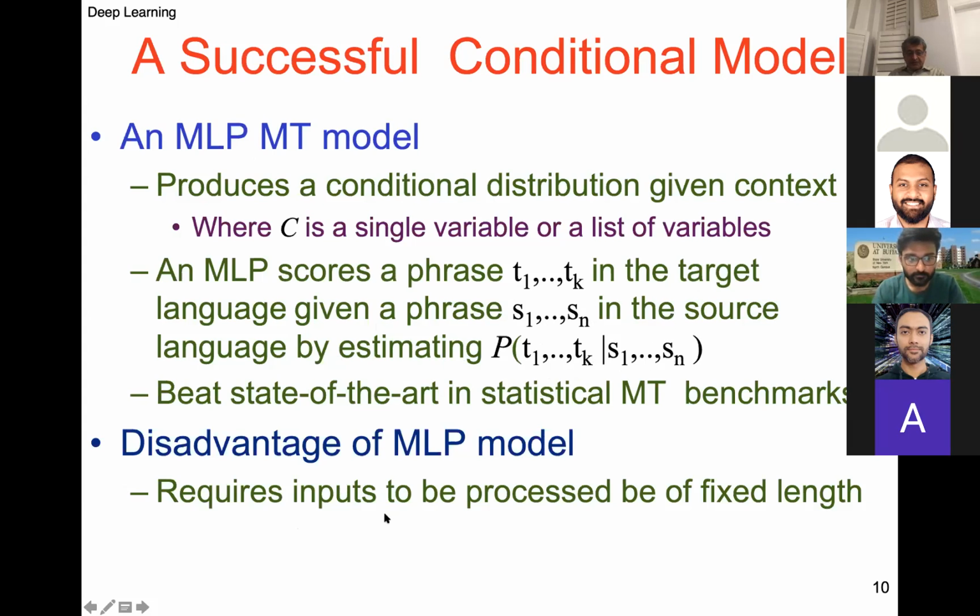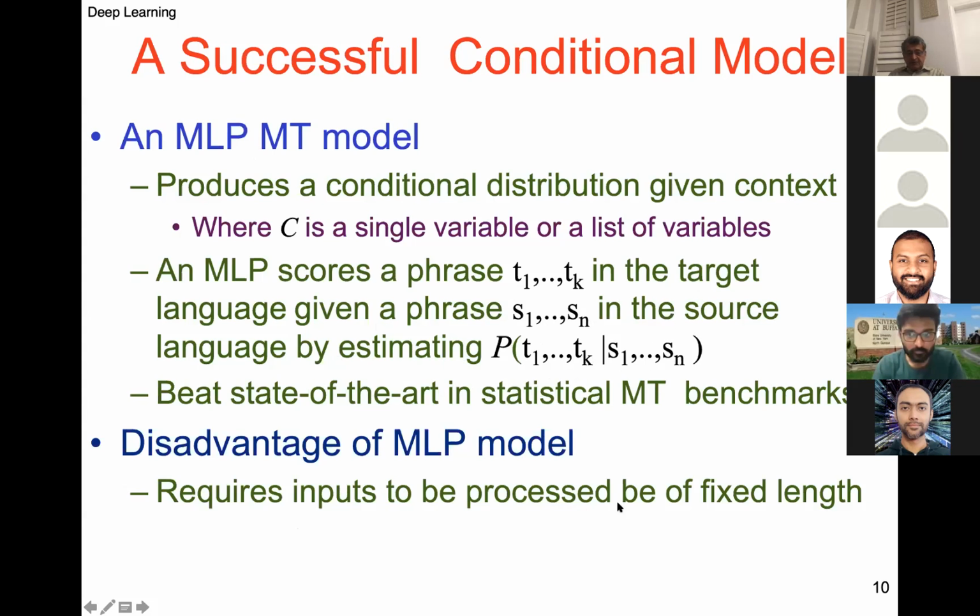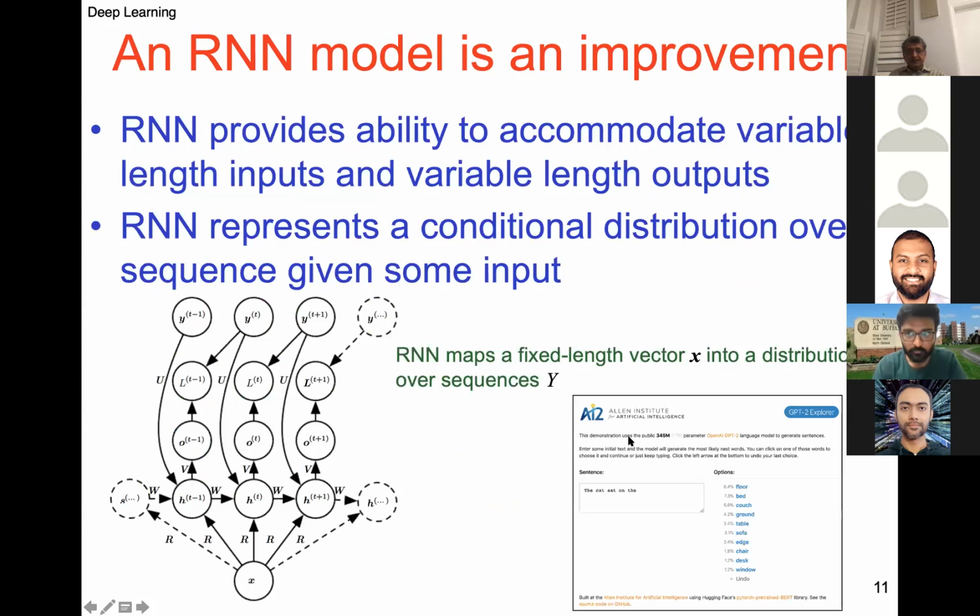A disadvantage of the multi-layer perceptron is that it required input to be of fixed length. So there was some length limitation. A recurrent neural network model provides the ability to accommodate variable length inputs and variable length outputs. And an RNN represents a conditional distribution over a sequence given some input.